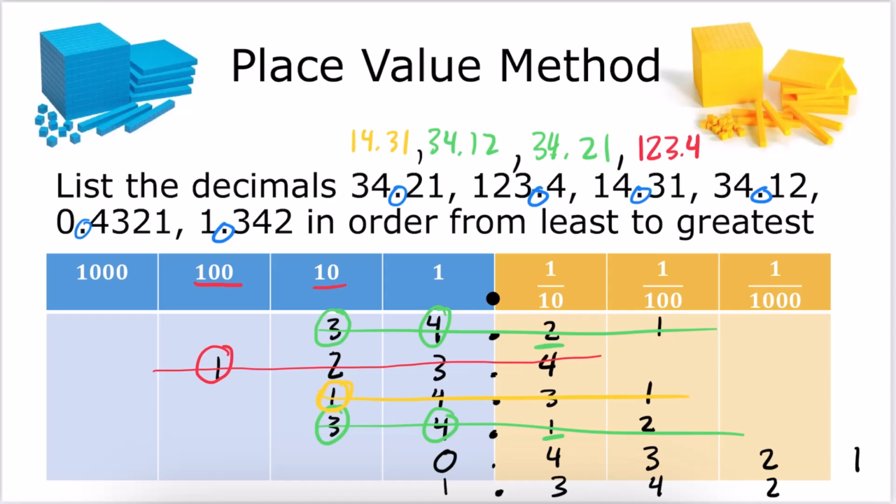And the only numbers that I have left are 0.4321 and 1.342. So when I look at these numbers, I'll go to my next biggest place value. And since this one has a 0 and this one has a 1, the one that has 1 is going to be bigger than the one that has 0 ones. And so that means 1.342 is my next biggest number. And then my very smallest number is 0.4321. And that's how I would list these decimals in order from least to greatest using the place value method.